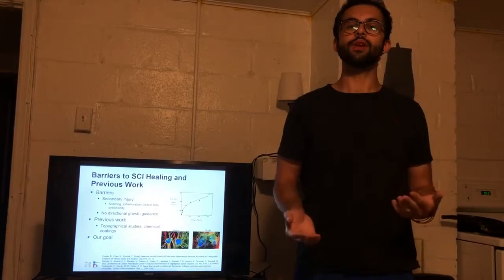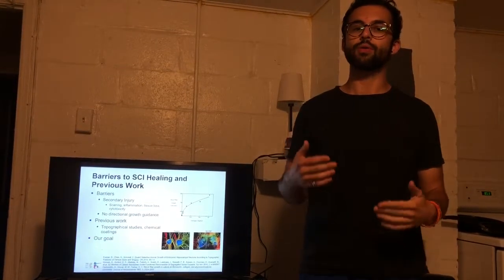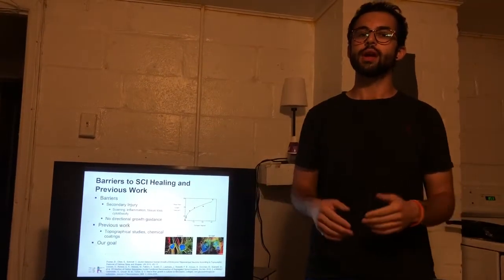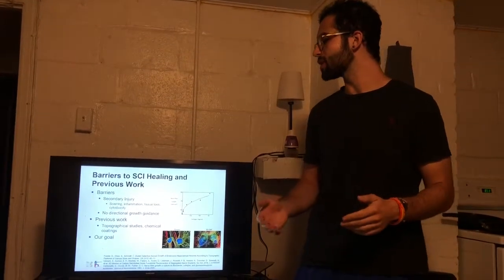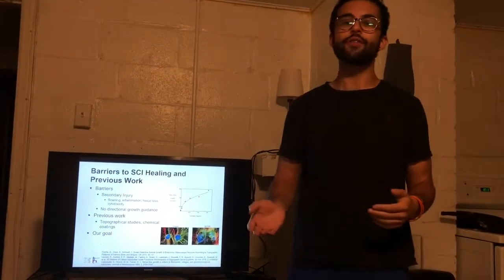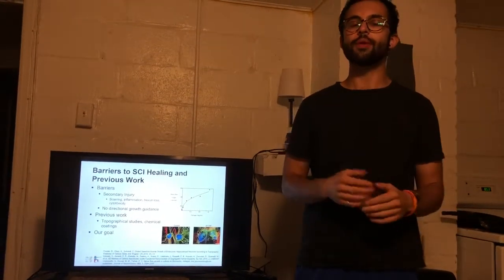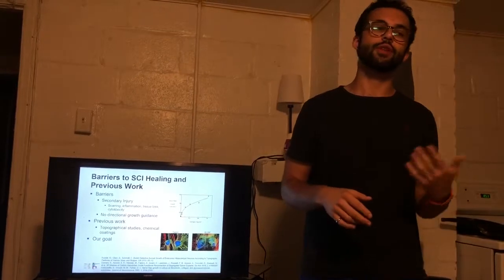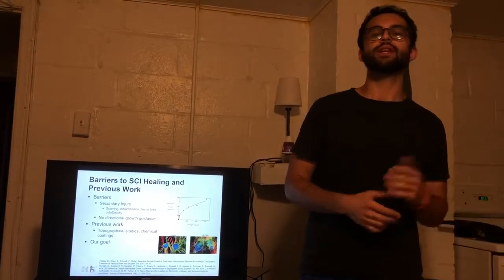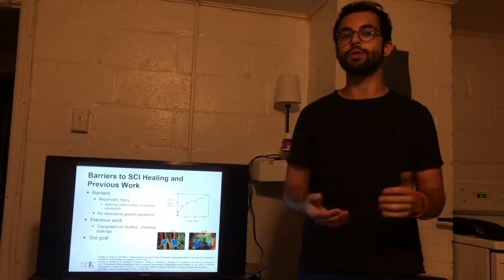There's been some previous work done to study how we could regrow neurons and reform functional connections, and a lot of it has to do with developing scaffolds that look at both topographical and chemical features. Topographical features generally span the micro and nano scale, and chemical features are generally proteins and things like that that stimulate growth.